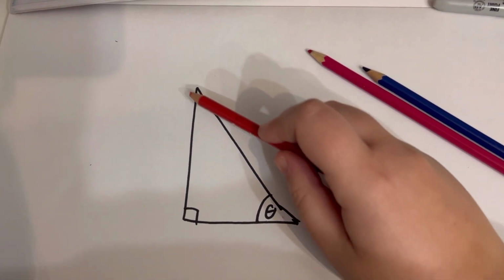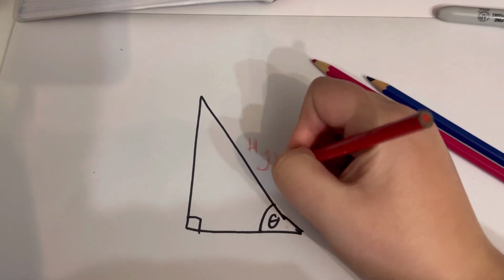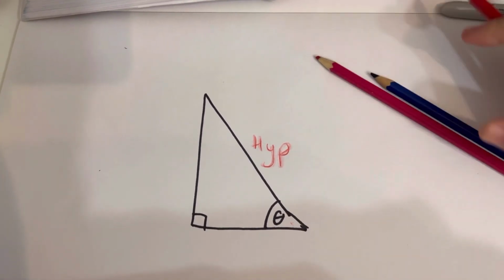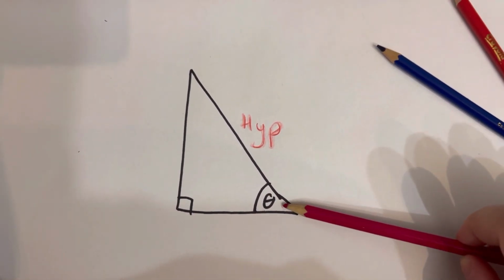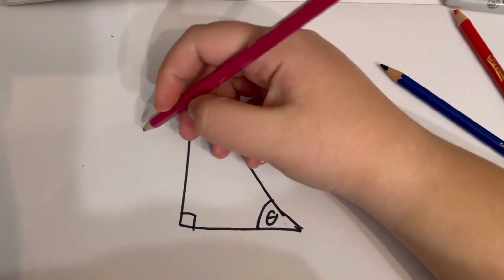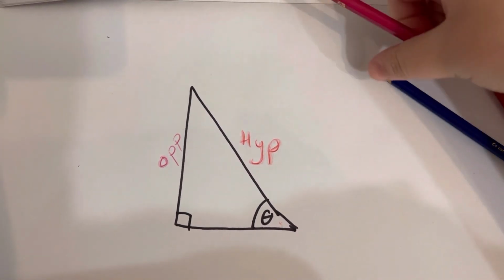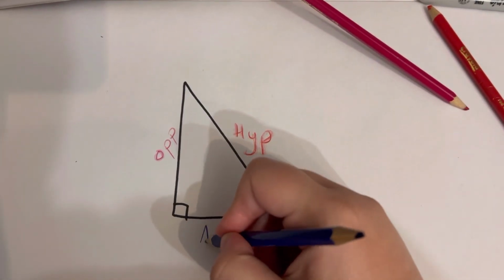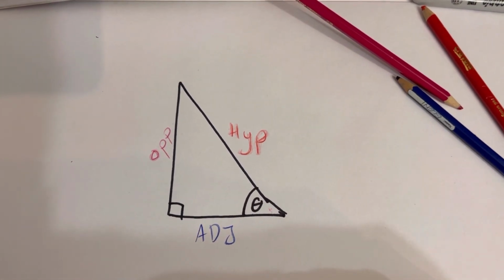Now, as you all know, this long side here is the hypotenuse. Okay, so you have that done. Now, in relation to this angle here, this side here is the opposite. Okay, and that makes this side on the bottom here the adjacent. Okay, there we go. That's how you label your triangle.